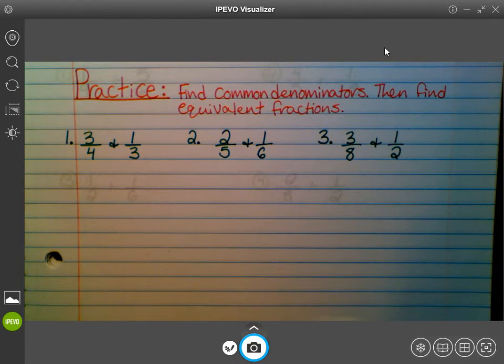Number 1 is 3/4 and 1/3. Number 2 is 2/5 and 1/6. Number 3 is 3/8 and 1/2. So number 2. If you do it like that, yeah, you can still do that. Like you have to tell your mind kind of go there.